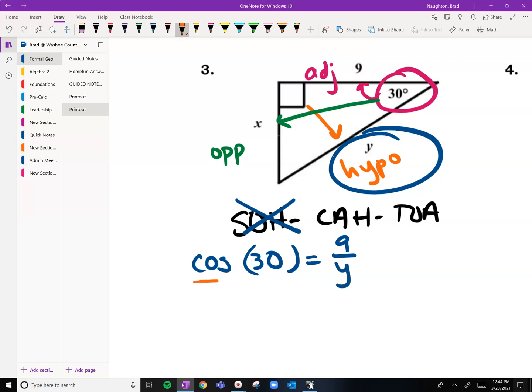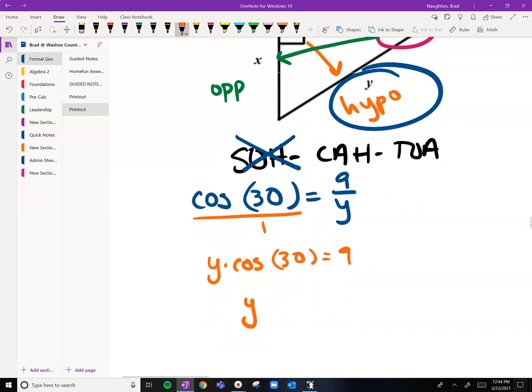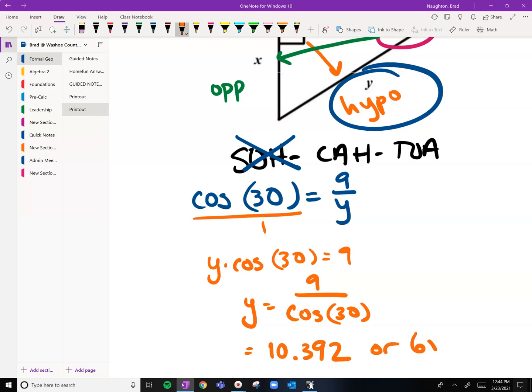So we'll cross multiply and get y cosine 30 is equal to 9. So y is going to be 9 over cosine 30, which is going to go ahead and give me 10.392, or 6 root 3. Those are the same decimals. If you plug them in, same thing.